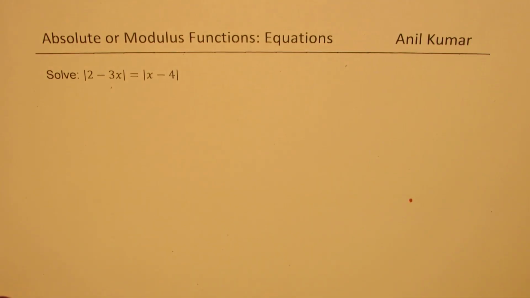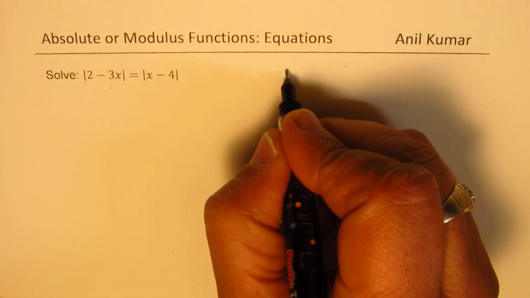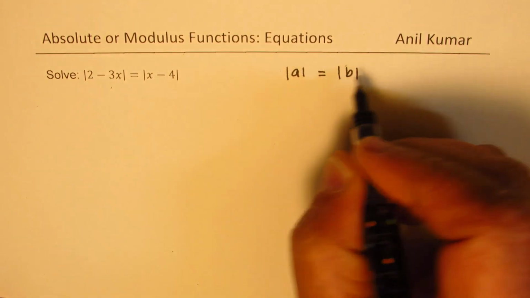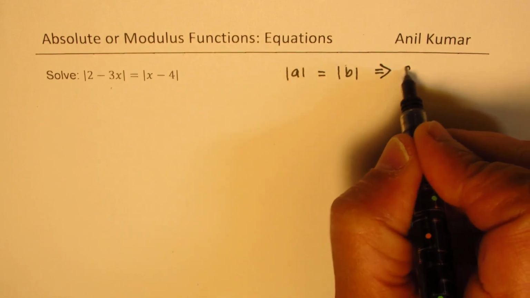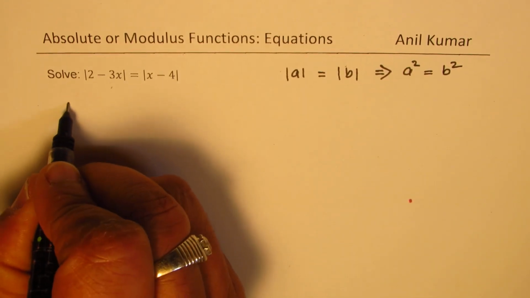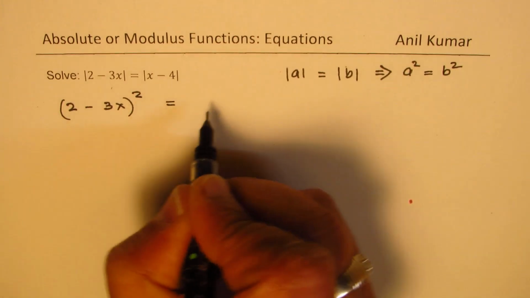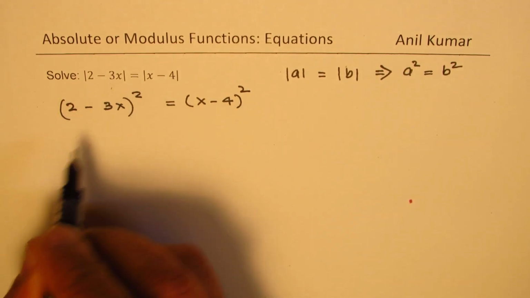Now here is the very last question. I'd like you to now pause the video, answer this. Again, the property being used is absolute value of A is given to us as equal to absolute value of B. Both are equal. So that really means that A square should be equal to B square, correct? So let's do it. So we have 2 minus 3x whole square should be equal to x minus 4 whole square. So let's square this.